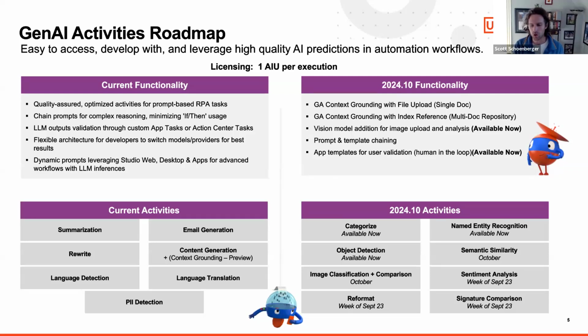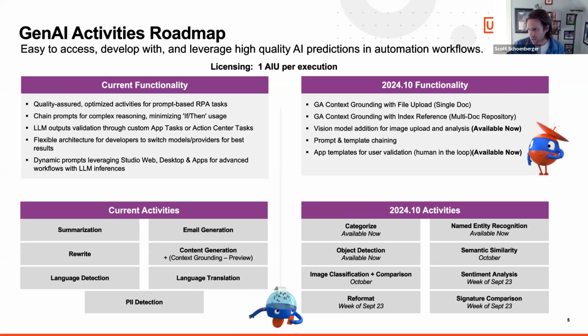We want you to be able to trust the outputs. For that reason, we built these curated activities that are distillations of things that you are commonly doing as an RPA developer in your workflows. That could be summarize, or very specific things like generating emails, rewrite, language detection, language translation, and a variety of what we would consider much higher value tasks.